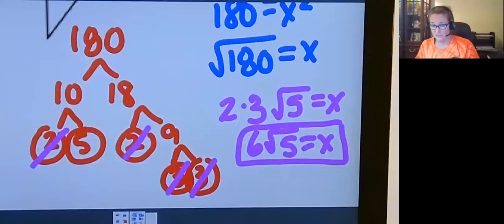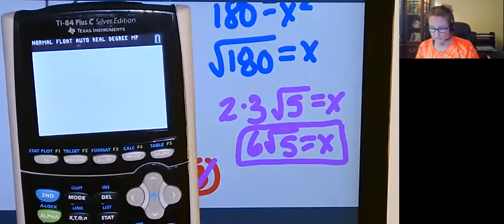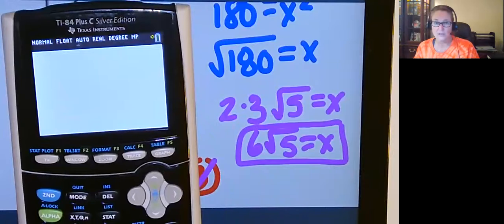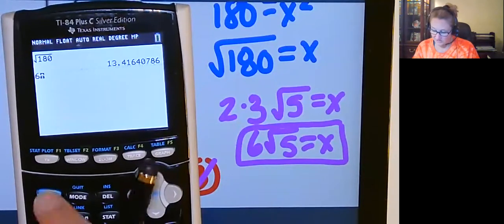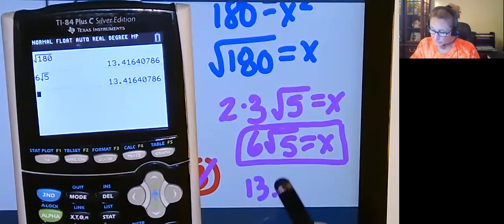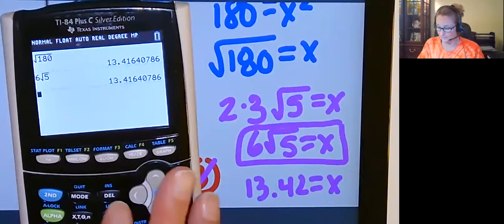Now, they also wanted a decimal. If I'm doing the decimal, I would just do it as the square root of 180. Okay, that's fine, doesn't matter. Square root of 180, and you see I get 13.42. If I did 6 times square root of 5, you see I get the same answer. So as a decimal, this is 13.42. Okay, so they wanted two answers for that.